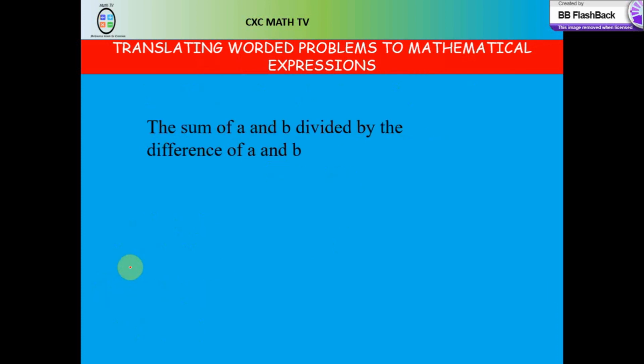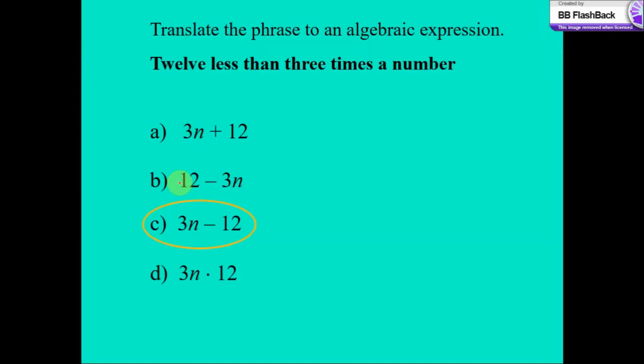Next question. The sum of a and b is divided by the difference of a and b. Pause the video, answer the question. So now we need the sum of what? A and b. The sum of a and b. So we know that part is here, a plus b. Then it needs to be divided by what? The difference of a and b. Right, so that's all. A plus b divided by a minus b.